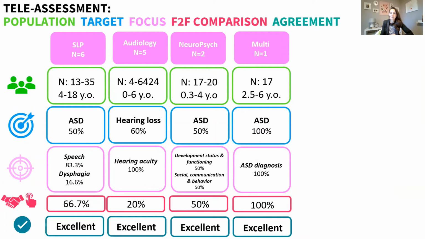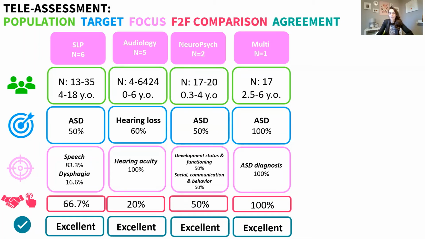The multidisciplinary team included a study with 17 participants aged 2.5 to 6 years old. All of them had suspected autism spectrum disorder, and the focus, in fact, was to assess for signs and symptoms of autism spectrum disorder. This particular study did conduct a face-to-face comparison and has found excellent agreement between the tele-assessment and the face-to-face assessment.